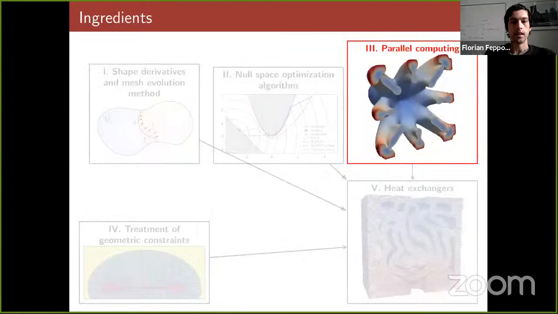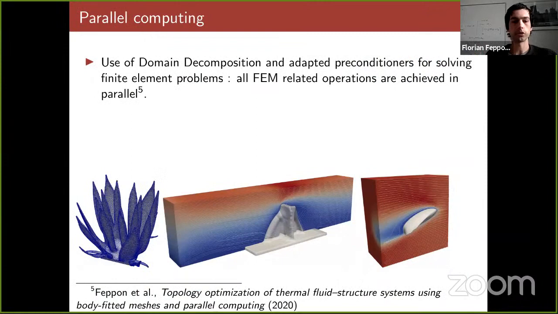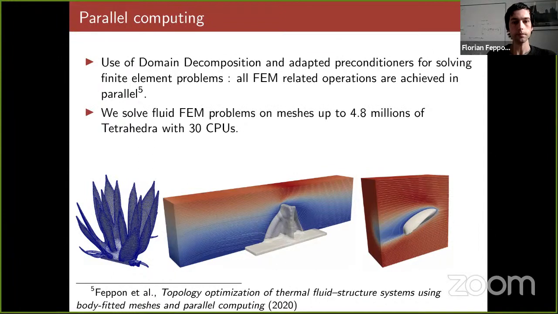Okay. So then a word about parallel computing. In order to treat 3D problems, we used domain decomposition and adapted preconditioners for solving finite element problems. So we are able to achieve all finite element method related operations in parallel. There is a paper about that also, where we solved a few multi-physics topology optimization problems. And this allowed us to solve fluid problems on meshes of up to 4.8 million tetrahedra with 30 CPUs.